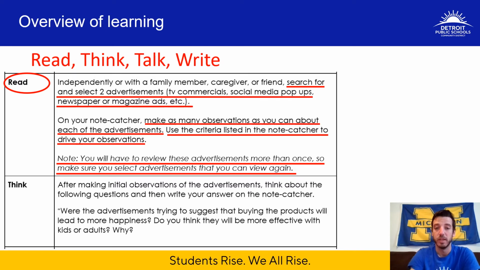You have to select 2. And it gives you examples of TV commercials, social media pop-ups, newspaper, or magazine ads. But it's important to remember that you have to view these advertisements over and over again. So if you're picking a commercial, make sure it's a commercial that you can pause and come back to, or maybe you can find the commercial on YouTube. You don't want to watch something on TV once and then you'll never see that commercial again because you won't be able to complete any of the activities today if that's the case.